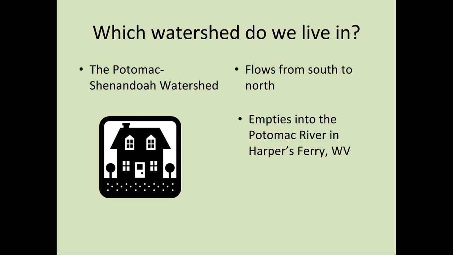Our watershed empties into the Potomac River in Harpers Ferry, West Virginia. When the water in the Shenandoah River meets with the Potomac River in Harpers Ferry, it then flows to its final destination of the Chesapeake Bay before it hits the Atlantic Ocean.